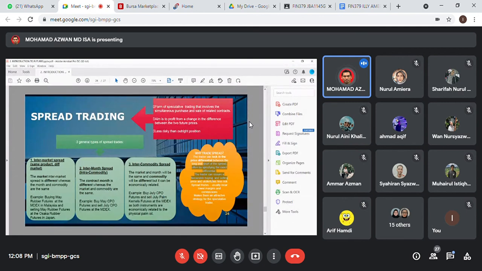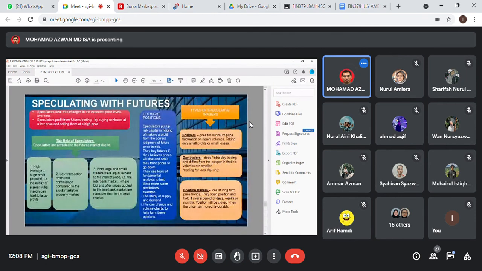Okay, and the rest you can read on your own. It's all about broker or about commission. But the most important are these three types. And for speculative trading just now, these three types are also very important.